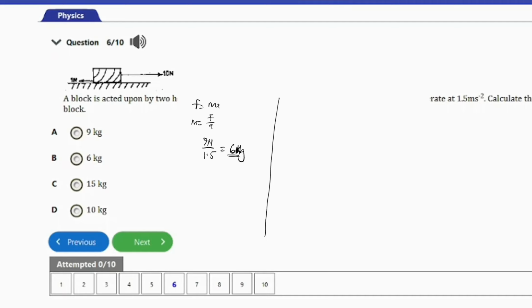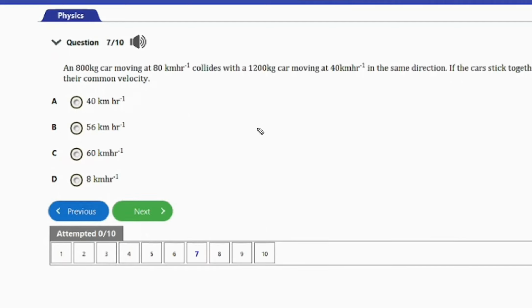Let's go ahead and consider the next question, guys. Right, so guys, the next question here says, an 800 kilogram car moving at 80 km per hour collides with a 1200 kilogram car moving at 40 km per hour in the same direction. If the cars stick together, calculate their common velocity.